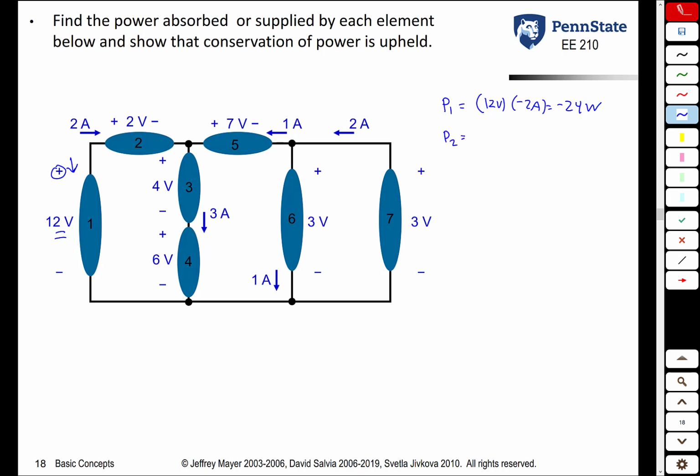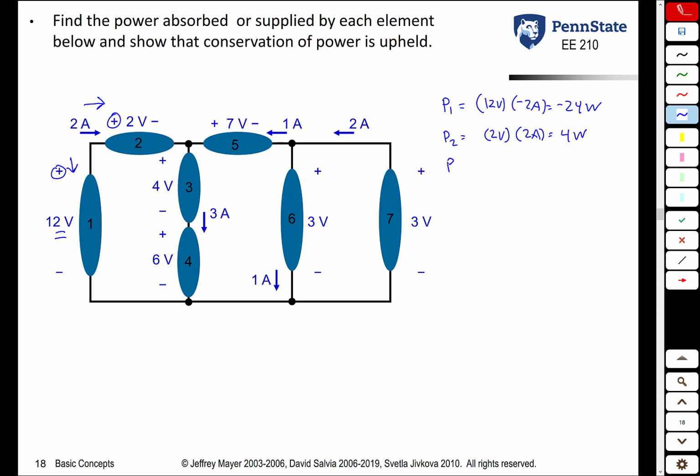Component 2, you have 2 volts across it. The plus terminal is on the left, and we have 2 amps going from plus to the minus terminal, so we don't have to do any sign changes there. So this one absorbs 4 watts.